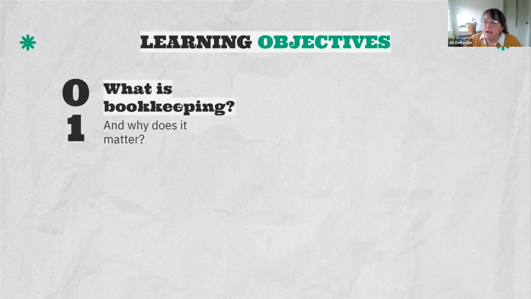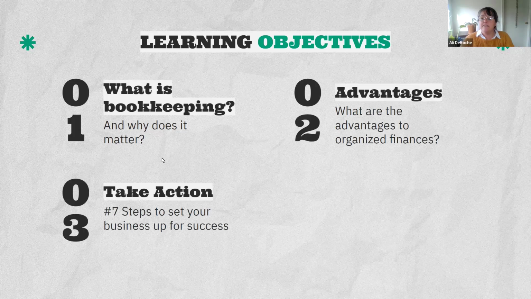Number one, we're going to talk about what is bookkeeping and why does it matter? Number two, what are the advantages to organized finances? Number three, what are 7 steps that you can take to set up your business for success? And number 4, we're going to talk about different methods and software for bookkeeping. So we're going to compare your options. If you haven't gotten a start, this will be a nice little overview for you.